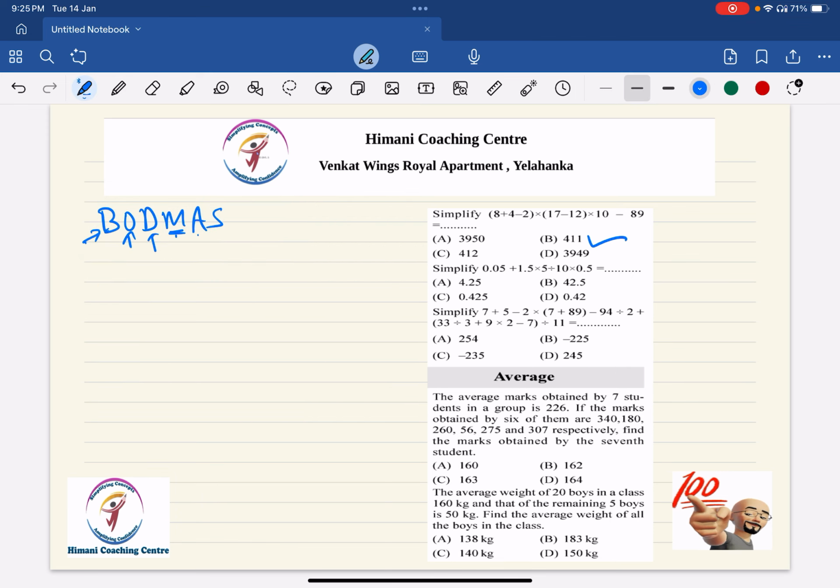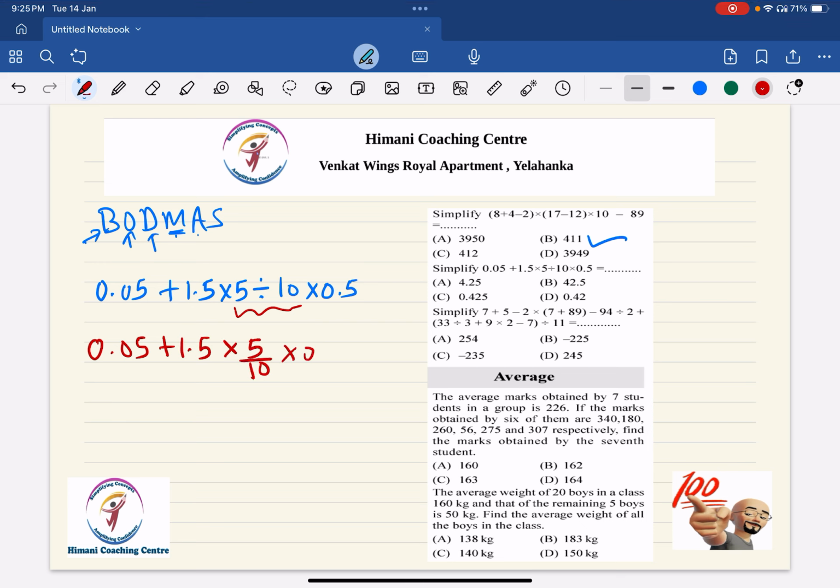Now let's look at the next question. It says simplify. Again, we have to see the BODMAS rule. First, let us write the question. 0.05 plus 1.5 into 5 divided by 10 into 0.5. So students, if you look here, first thing we need to do is division. Now where is the division? Here, 5 divided by 10. So let's do that. So you have 0.05 plus 1.5 into 5 divided by 10 into 0.5.